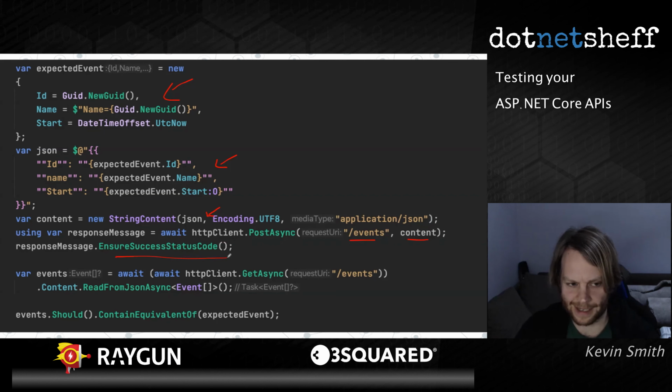We can make sure it's a successful status code, so this is a 200 status code. And then we can fetch all the events back using a GET request again. And this time I'm getting them all back as typed objects using deserialization. And then we can check that all those events are equivalent to the actual expected events. And that'll pass.